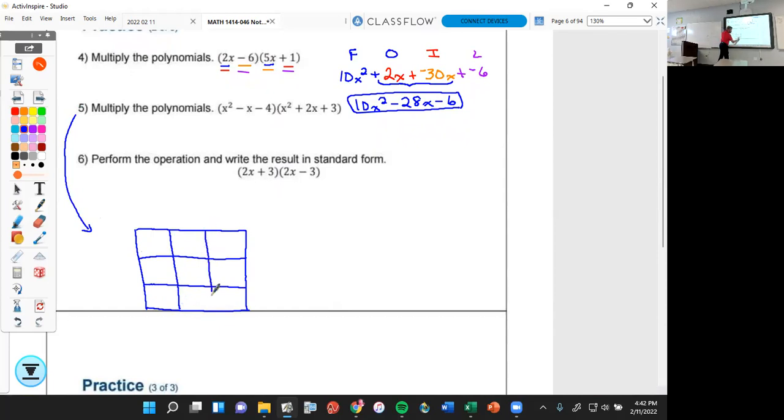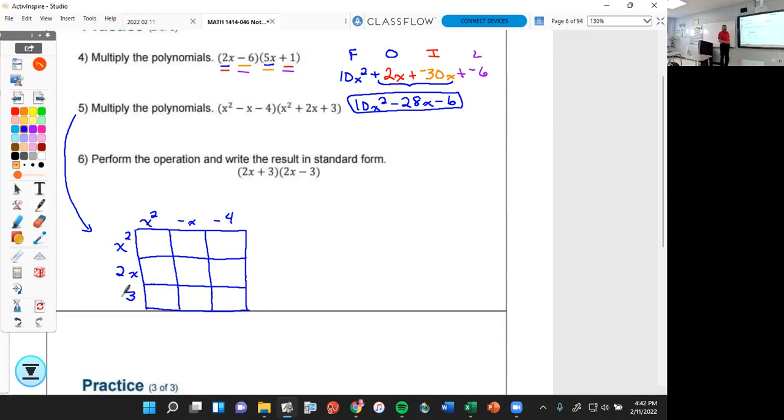And this next part, again, it doesn't matter if you put the first term on the left or the first term on the top. But make sure you're writing these on the left and on the top. I'll go ahead and write the x squared minus x minus 4 along the top. And on the left side, I'll put x squared, 2x, which is positive, and 3. I don't write the pluses if they're positive. I just know they're positive.